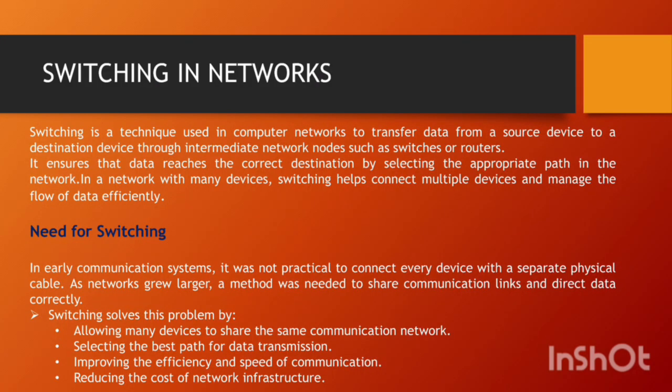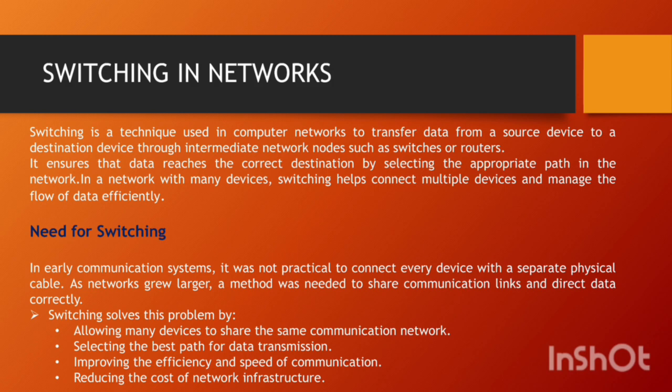Switching is a technique used in computer networks to transfer data from a source device to a destination device through intermediate devices such as switches or routers. It ensures that data reaches the correct destination by selecting the appropriate path in the network. In networks that contain many devices, switching helps connect those devices and manage the flow of data efficiently.